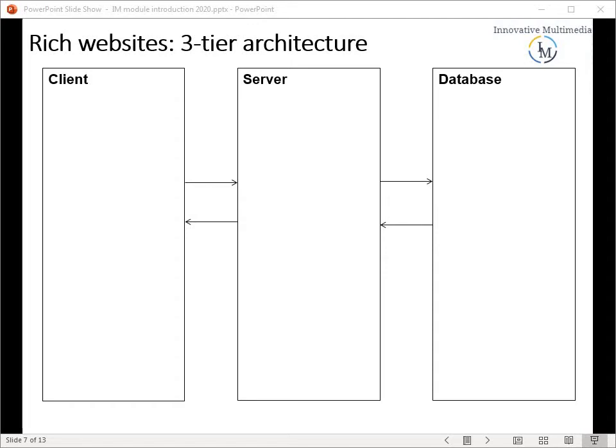Hello, ladies and gentlemen. This short presentation is to revisit the set of technologies that you will encounter during the Innovative Multimedia module. To understand them, look at the three-tier architecture which is used on the website.